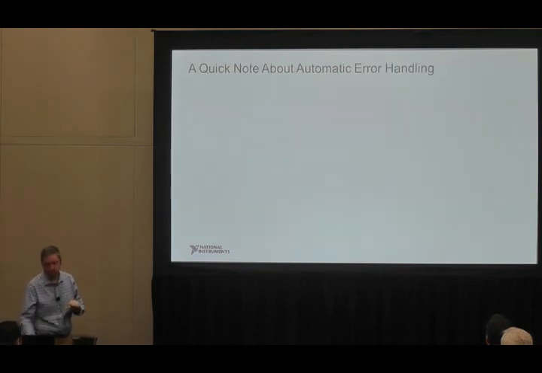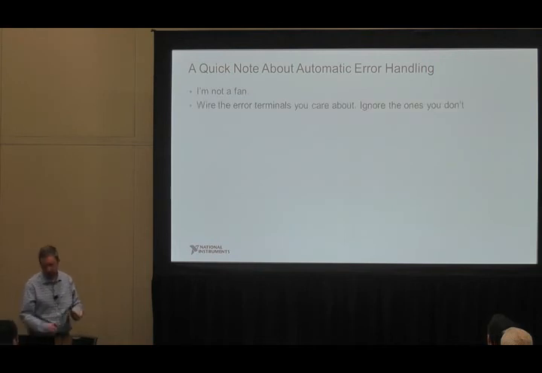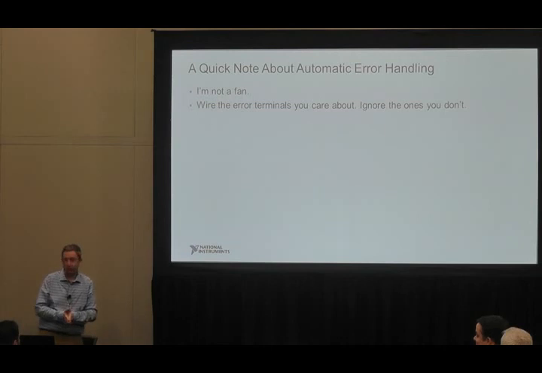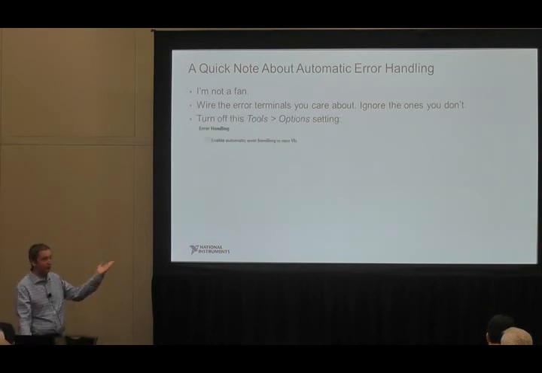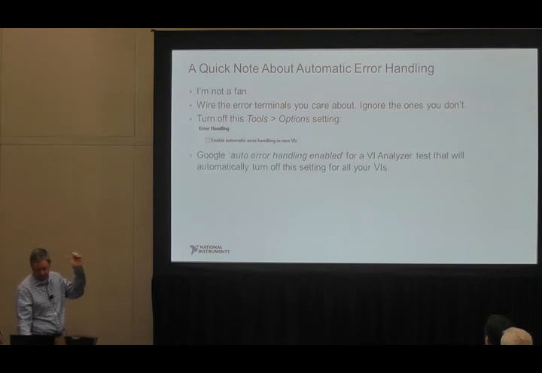All right, so just another quick note about auto error handling. I am not a fan of auto error handling. I feel like you, as the owner of the block diagram, should wire the terminals you care about. You should ignore the ones you don't. And your editor shouldn't be popping up dialogues if you haven't asked it to pop up. So I turn off this option so that auto error handling is not turned on any of my new VIs. There's a VI analyzer test you can grab online that you can point to your entire application, and it'll turn this setting off on everything.